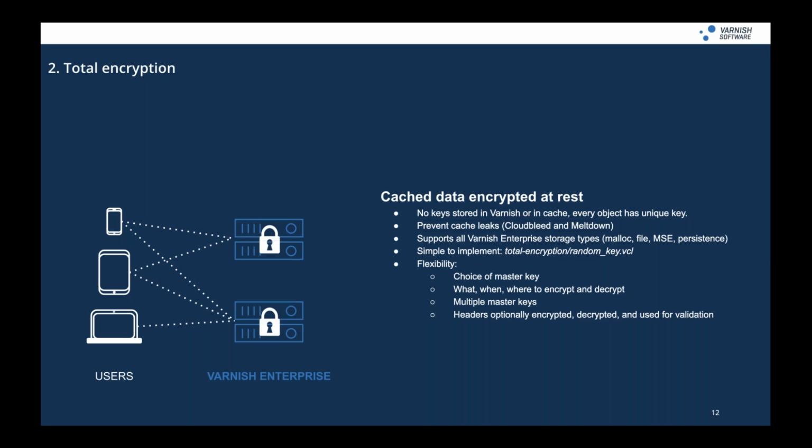This is really preventing an entire class of cache vulnerability, the cache leak. And you'll have heard of Cloudbleed and Meltdown, which came about because caches are uniquely vulnerable, because they're designed to store large amounts of data with easy access, right? And they're designed to be fast and not locked down. So cache encryption is really important for protecting any data that's in the cache. And for Varnish, it works with all storage types. You can encrypt the memory, the disk, even the headers. It's actually very simple to implement as well. In VCL, it's one line of code that you can use to activate it.